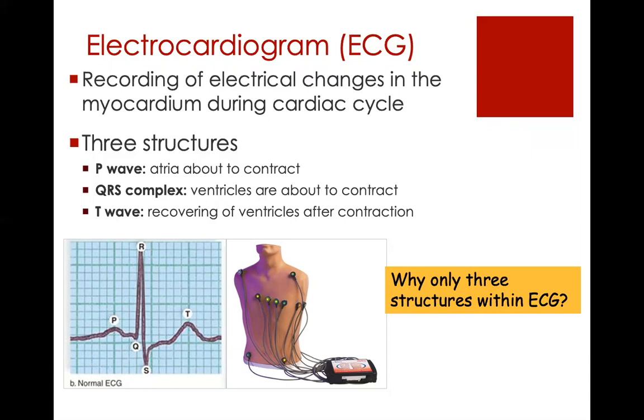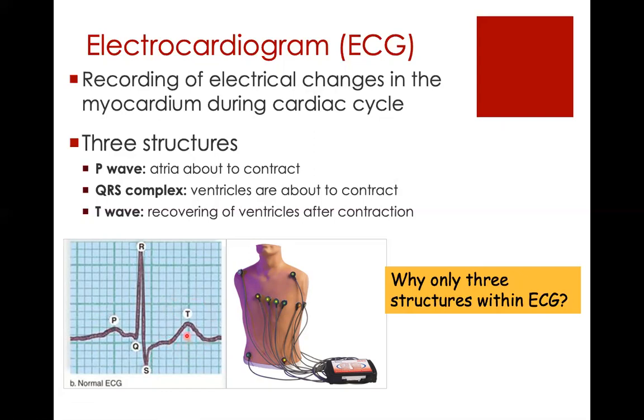Now, typically when you look at a healthy, normal sinus rhythm heartbeat, you will see three separate structures. The first one you see right here is called the P wave, which is relatively small. Then a really pronounced peak, which is called the QRS peak. And then a smaller structure called a T wave.